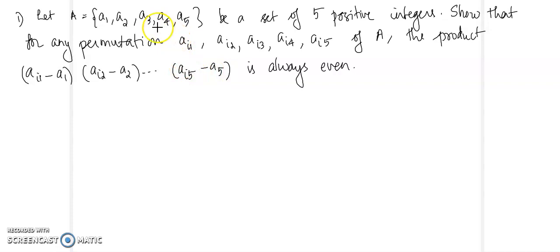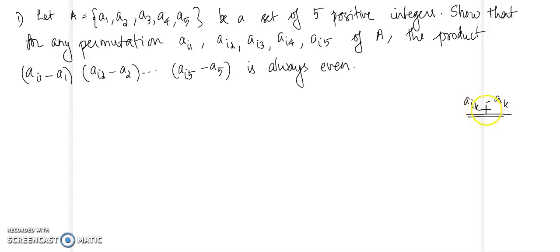So we are given a set of 5 positive integers, and this is any arbitrary permutation of the given set A. Then we are asked to show that this product is always even. Now, in order to show that the product is even, it is enough to show that one of these differences, some aik minus ak, is even. So if one of these differences is even, then we can say that the product is even.